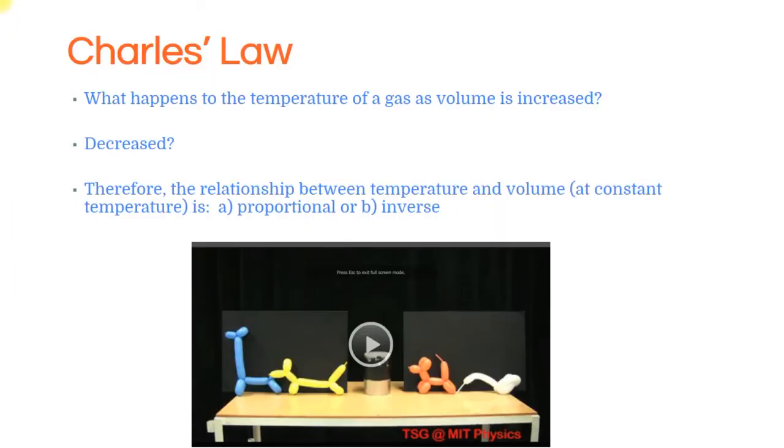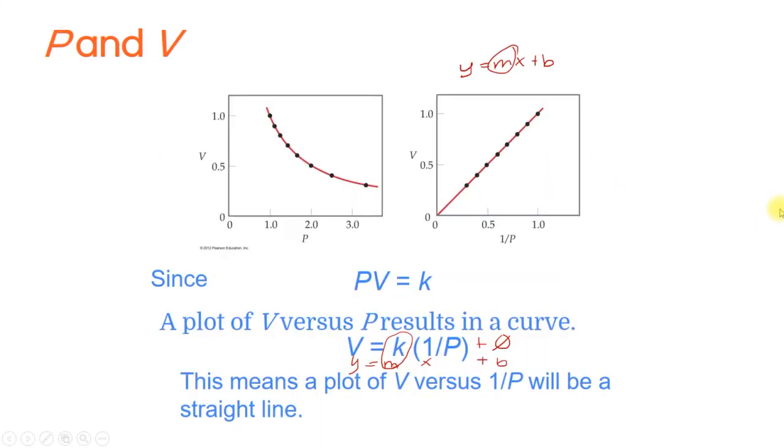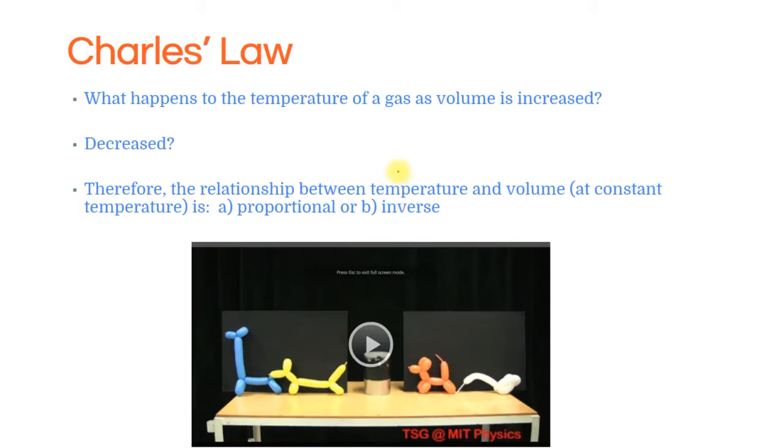Boyle was looking at pressure and volume, and Charles is looking at volume and temperature. All right, so in Boyle's law, what we sort of skipped over is the fact that the temperature has to be constant. In Charles' law, we're changing temperature, so that means pressure is constant.